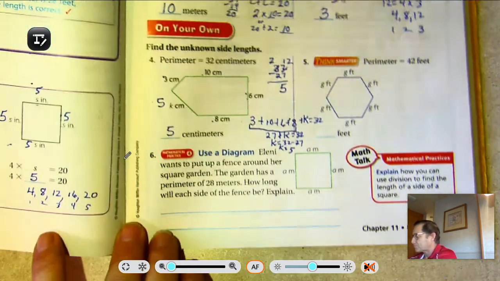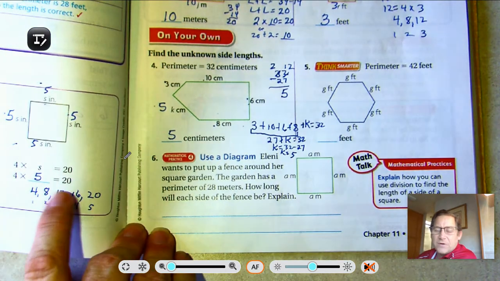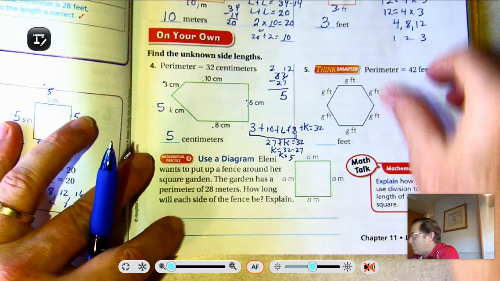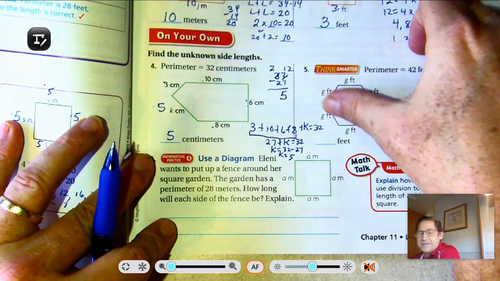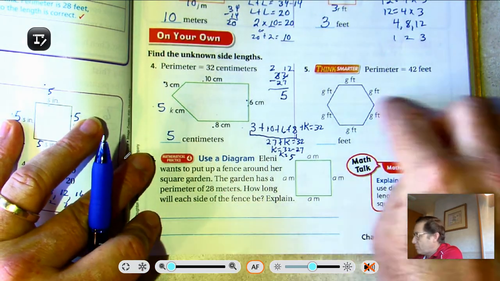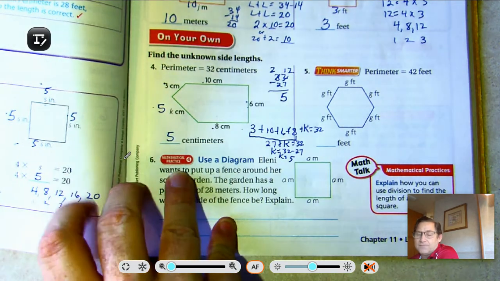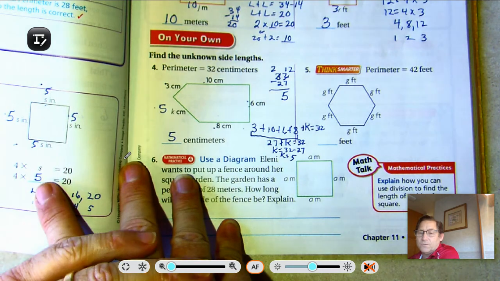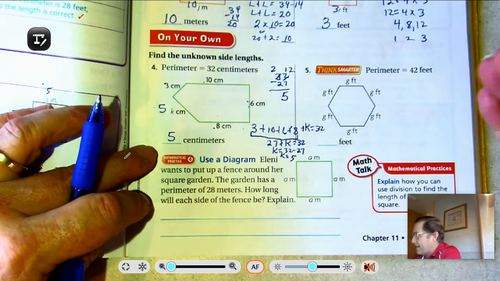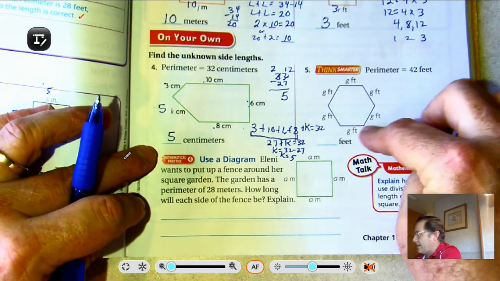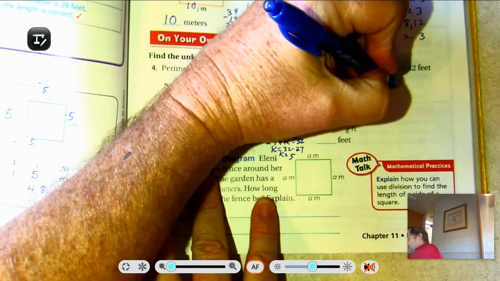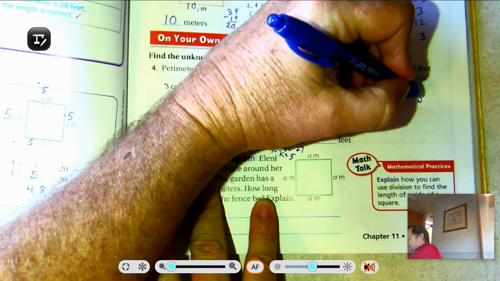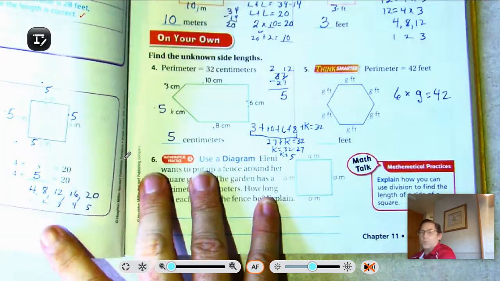All right. Now, number 5, we can kind of apply the idea of the square. We notice that all these sides are actually of equal length. This is what we would call a regular hexagon. The reason it's called a regular hexagon is because all sides are equal. So how many sides are there in a hexagon? 1, 2, 3, 4, 5, 6. So we can say 6 times G in this case equals 42.